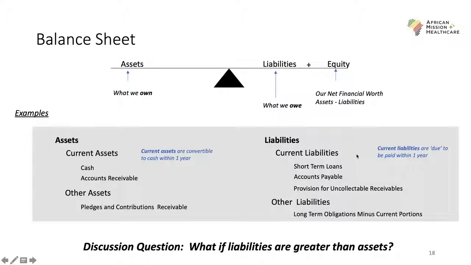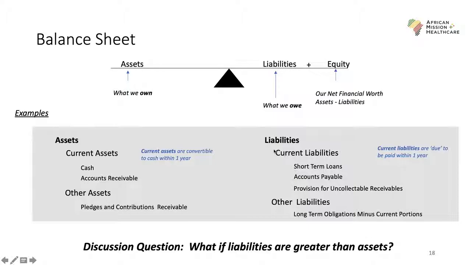Liabilities also are broken out into this structure of current liabilities, those that are due to be paid within a year, and other liabilities, things that are due to be paid over a longer period of time. And accounts payable is an example. You may owe some money to a vendor that lives near you for certain goods or services that they provided, and that would be a current liability because it's expected to be paid within a relatively short period of time.